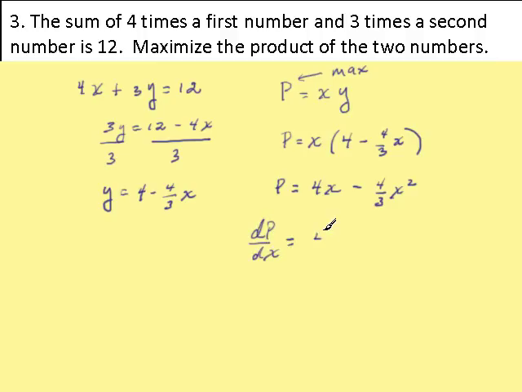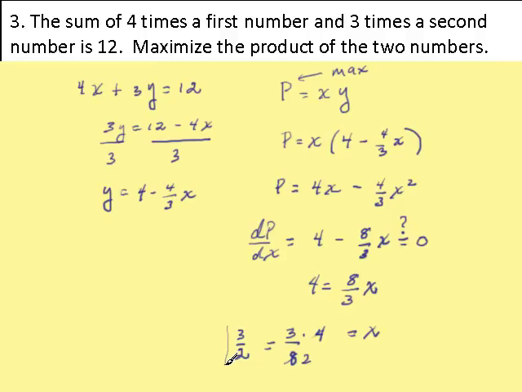dp/dx is equal to 4 minus 8/3 x. And we want to find a maximum, so we'll set that to 0 and solve. Okay, so we have 4 is equal to 8/3 x. So x is equal to 4 times 3/8, which is 3/2. All right, so we have x is equal to 3/2.